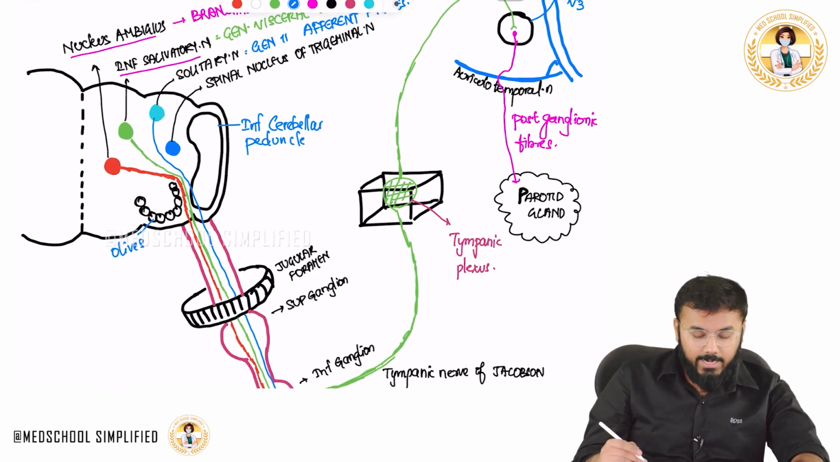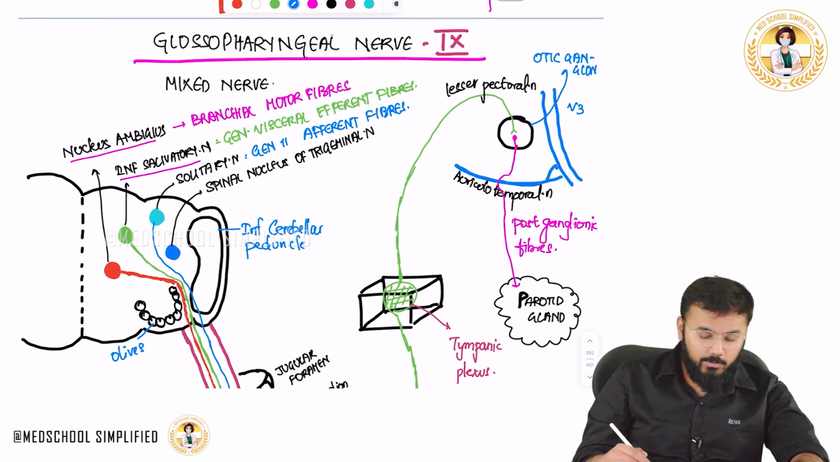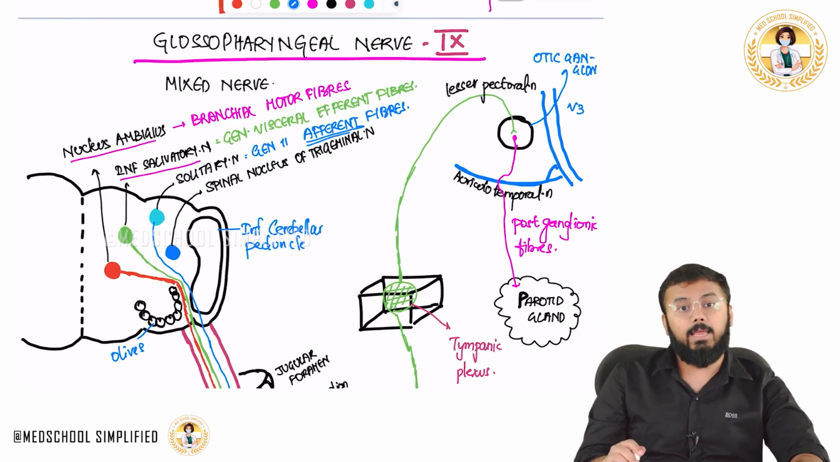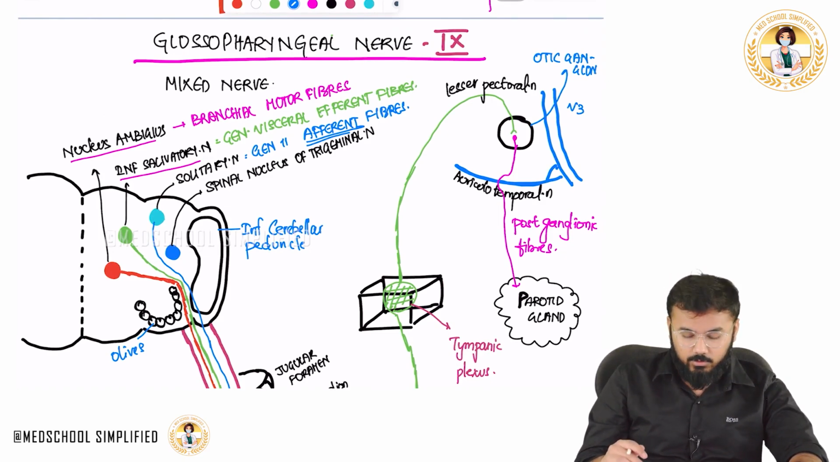Why are they entering here? Why are they not exiting out? Because these are afferent. Afferent are arriving fibers. They enter inside, they arrive. So these are the fibers over here.